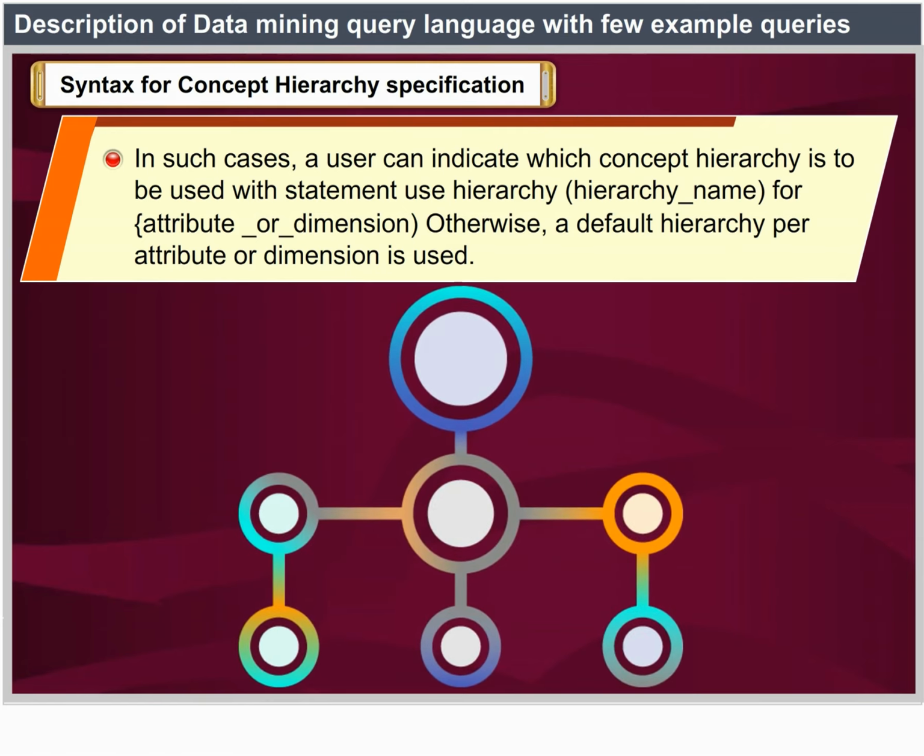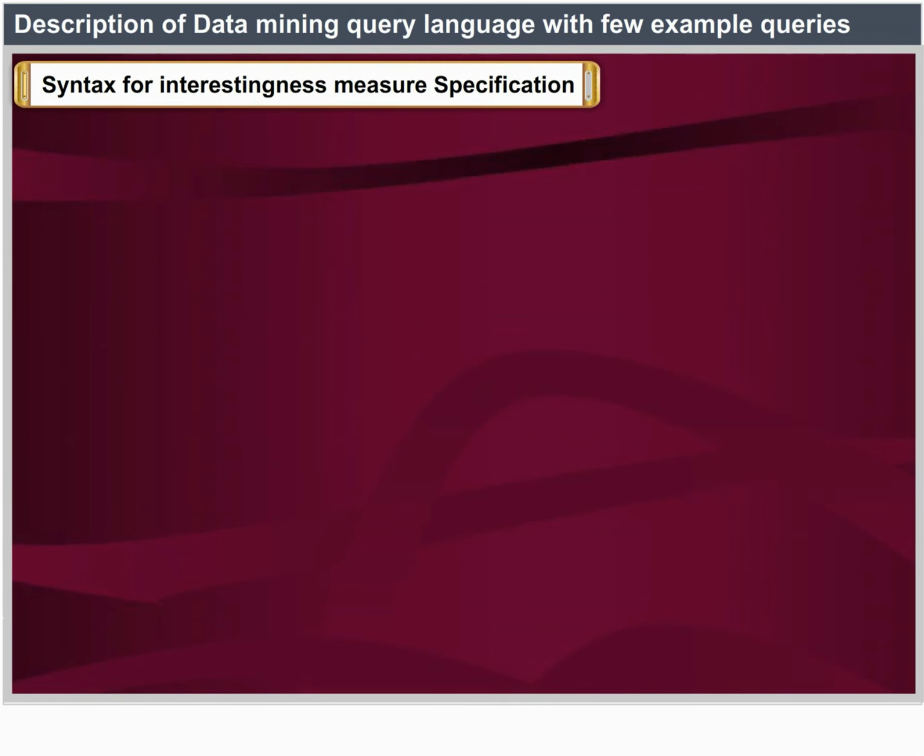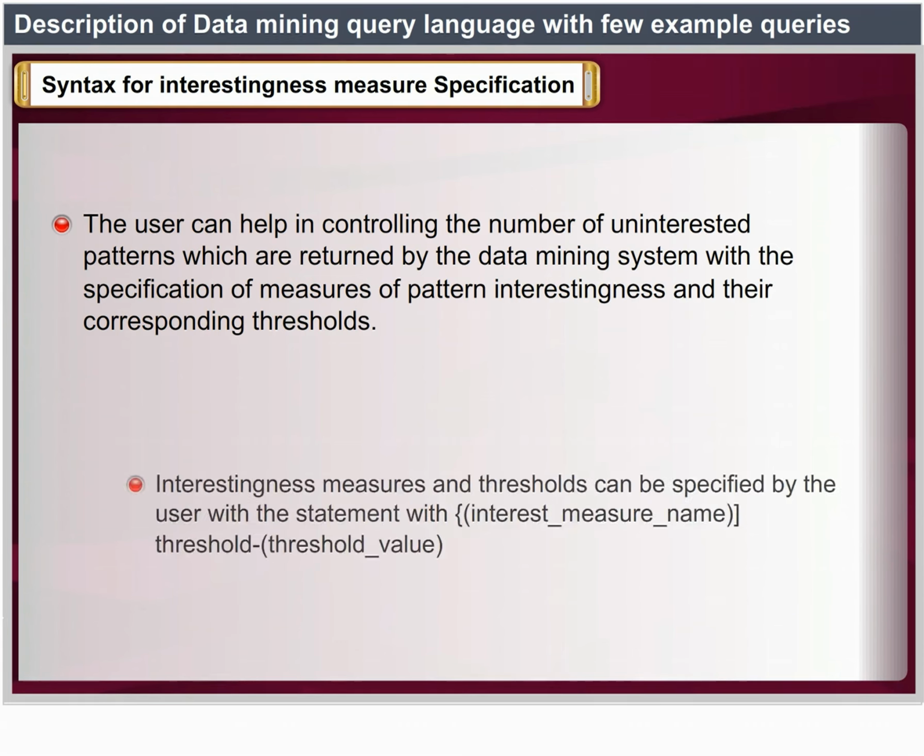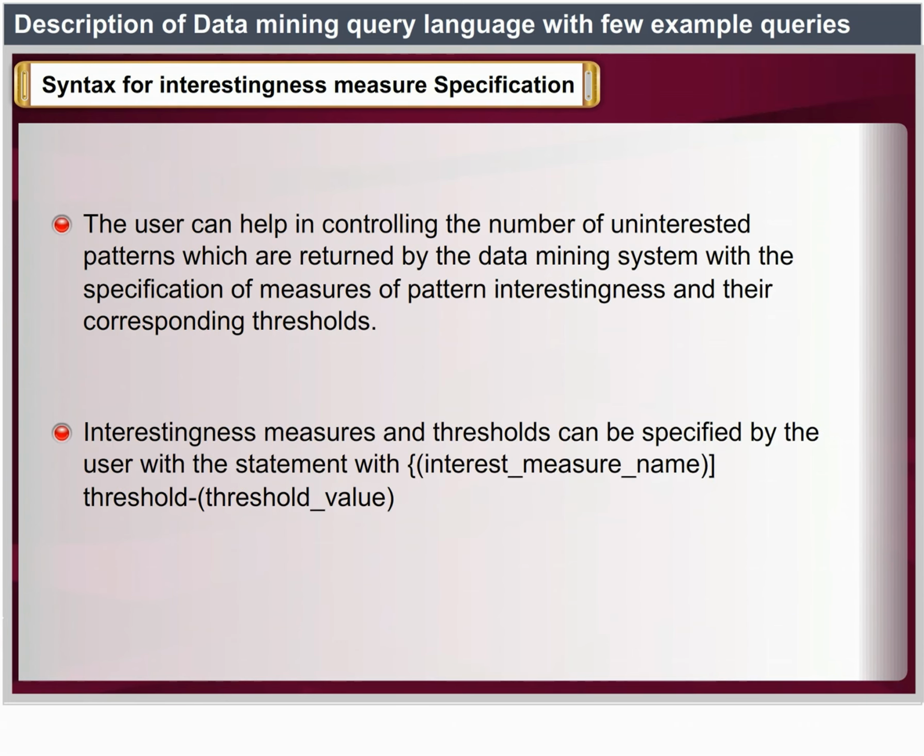Syntax for interestingness measure specification. The user can help control the number of uninteresting patterns returned by the data mining system by specifying measures of pattern interestingness and their corresponding thresholds. Interestingness measures and thresholds can be specified by the user with the statement with interest measure name threshold equals threshold value.